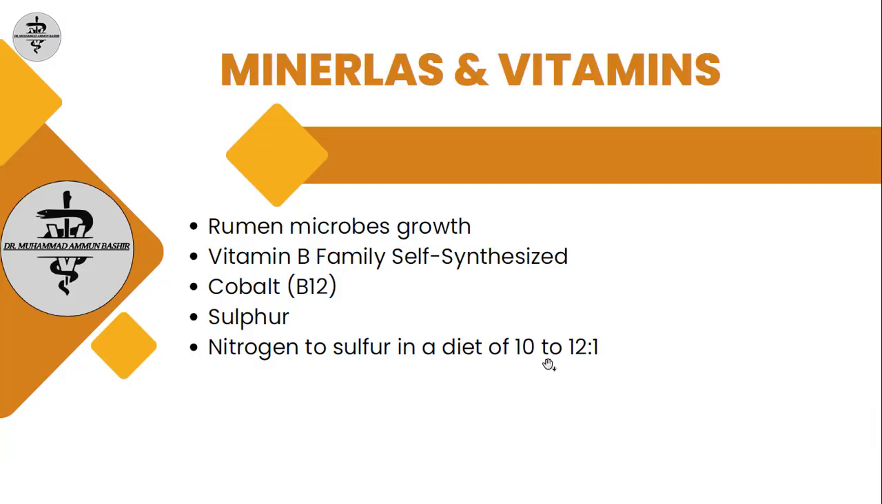Minerals and vitamins. Minerals and vitamins have an important role in rumen microbe growth as well as in cow growth, reproduction and production. As we know, the vitamin B family, especially vitamin B12, is synthesized in the rumen of a cow, and cobalt is a necessary mineral needed for the synthesis of B12. If we do not feed the cow cobalt according to its need, then vitamin B12 is not synthesized in the body as per need. If we feed cobalt at a proper level, then there is proper synthesis of vitamin B12 inside the rumen of a cow via rumen microbes.